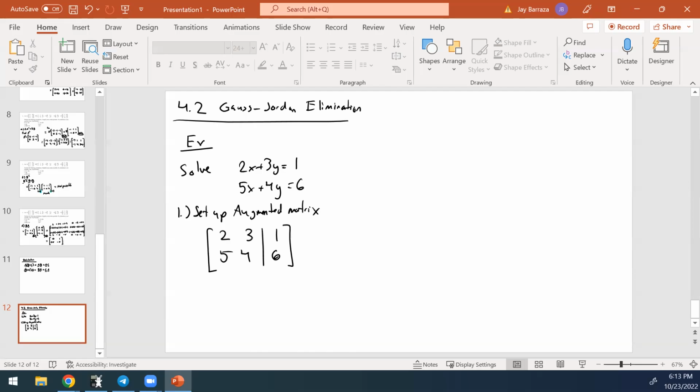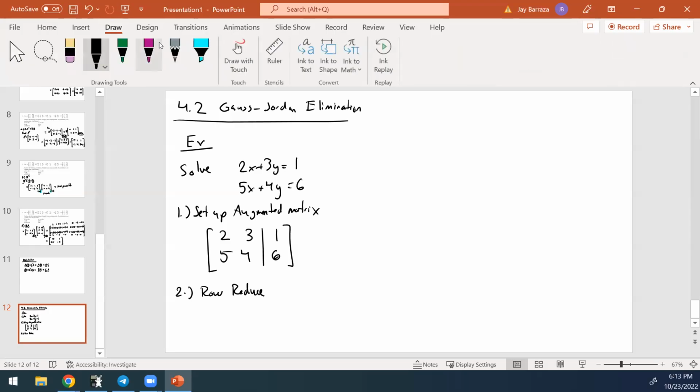And so we learned 3 row operations: row swapping, addition, and scaling. So step 2 is to row reduce. As I've told you in class, the thing that you want to eliminate is this number and then this number. You want to make those 0. So the question is, how do I do that?